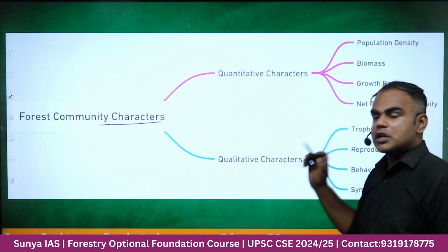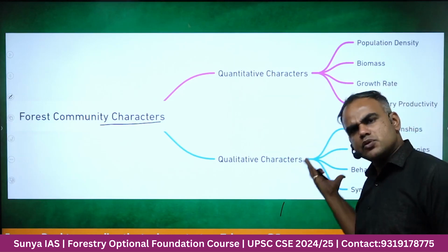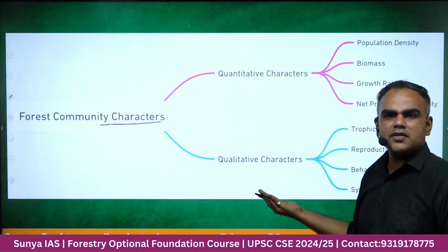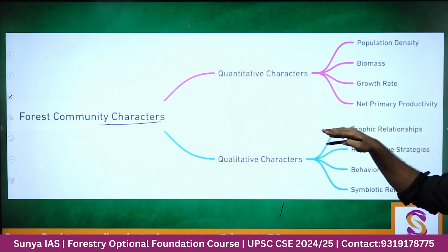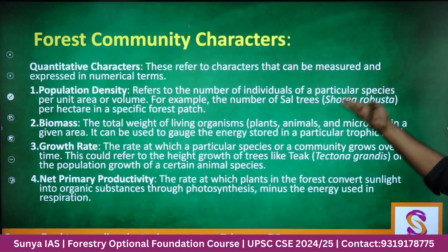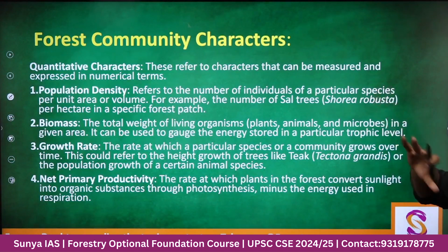Other than that, we'll also see examples of lichens: algae plus fungus, things like that. So these are the forest community characteristics. One by one, we'll just quickly have a look. I think this part is self-explanatory, right?